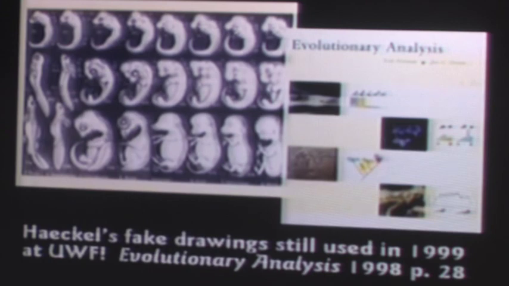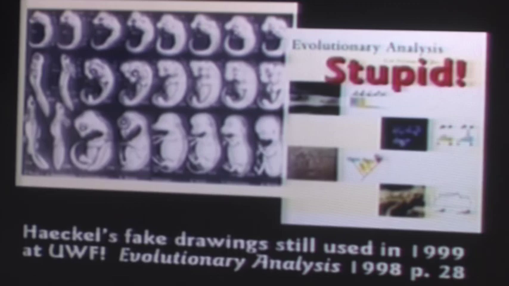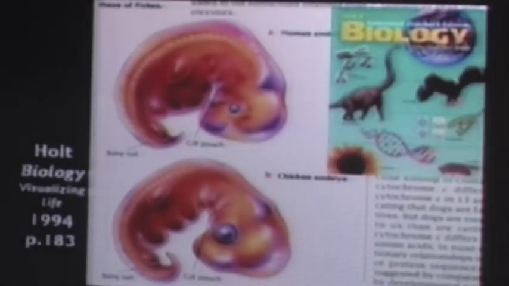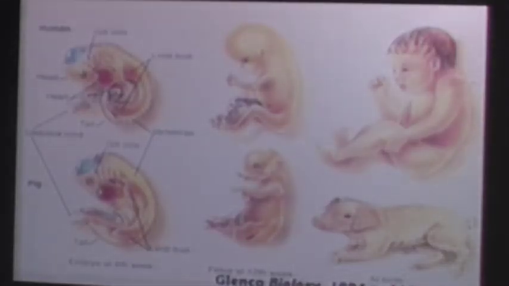Here's a textbook used at the University of West Florida, in the middle of the Bible Belt. It's only been proven wrong 125 years ago. Those are not gill slits on the embryo. Here's an Irish textbook. I was just there a few months ago. It says the embryo has gill slits. That's baloney. This one says the embryo has gills. Glencoe Biology says they have gills. Proven wrong 125 years ago.